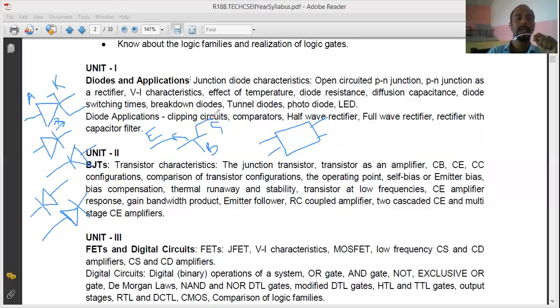Similarly, when I make a collector common for input and output, then I will be applying the input at the base, and then the output I will be collecting at the emitter. So then that becomes a common collector. So therefore, you have 3 configurations. I hope the point of why you have to study these 3 configurations is clear.